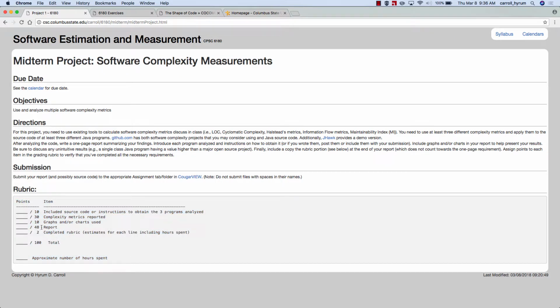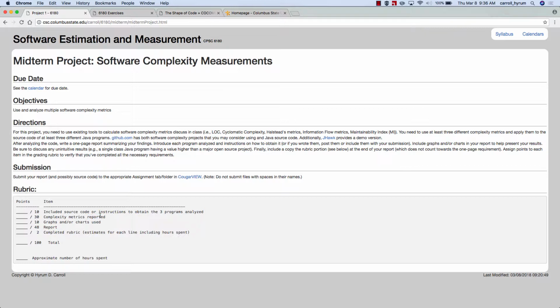That's so that you know that, oh, Dr. Carroll really wanted me to use graphs or charts. Well, let me just go back and change that, and then let me update the rubric. Nobody has to know, and then submit it. Okay. So, and then it also helps point out, did you do 3 programs? Did you actually report the metrics, etc.